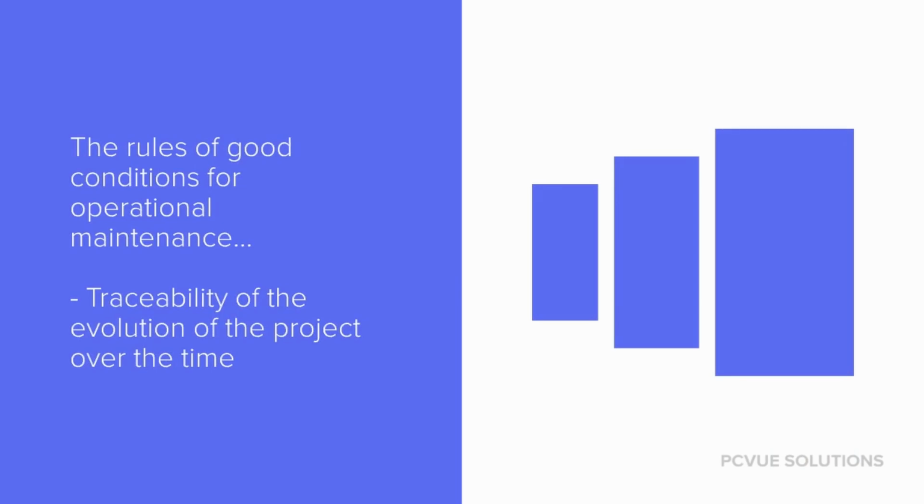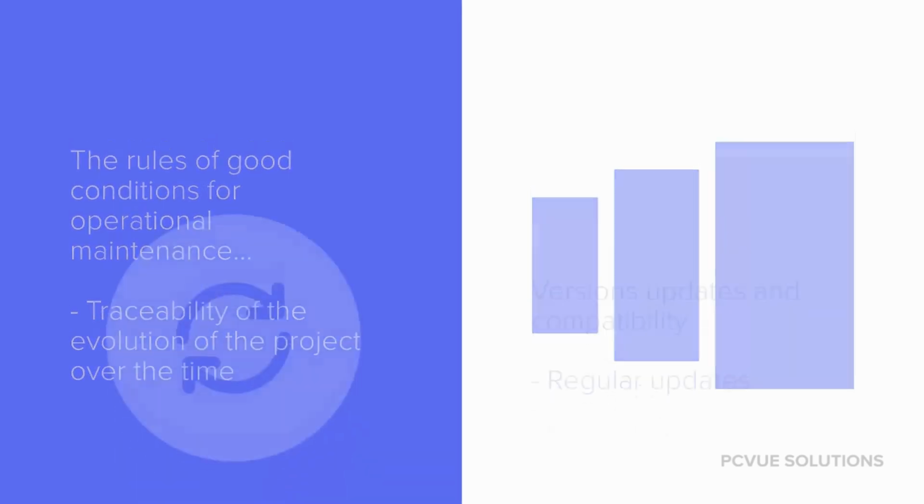Set up a precise methodology for traceability of the evolution of the project over time. For this, some products offer project version management. This simplifies the approach. If subcontractors are involved, the availability of a guide for best practices is a plus.